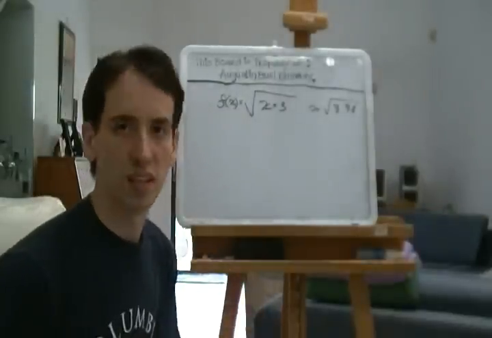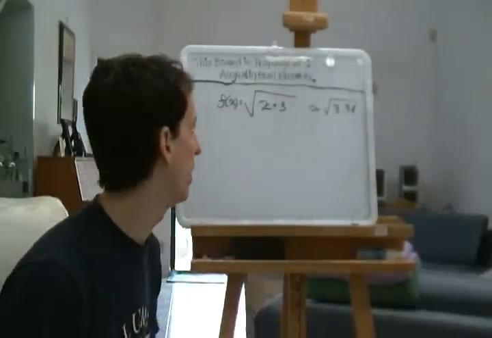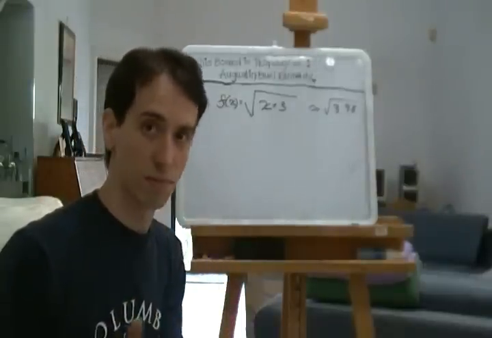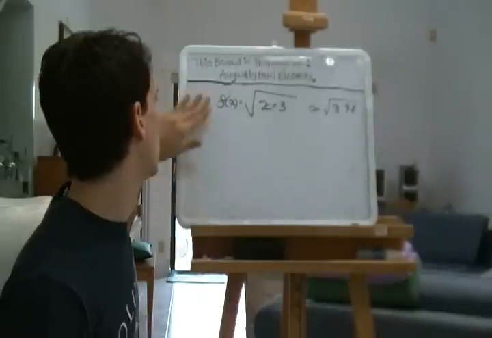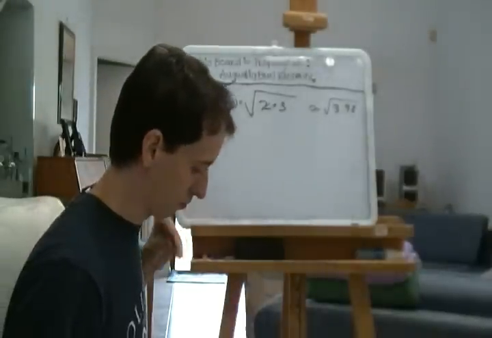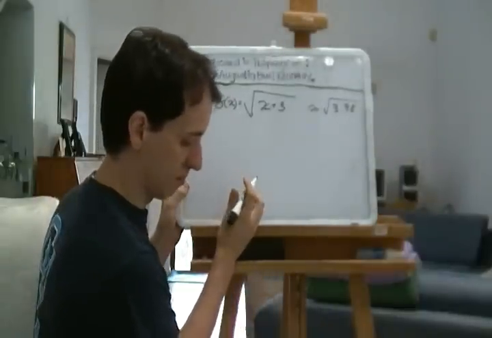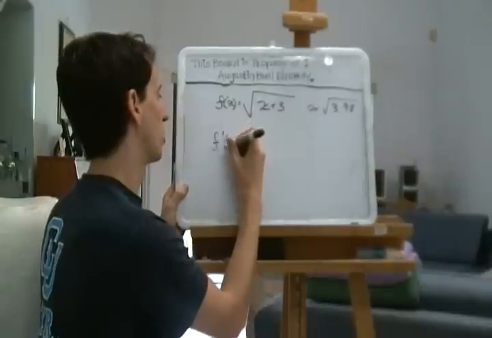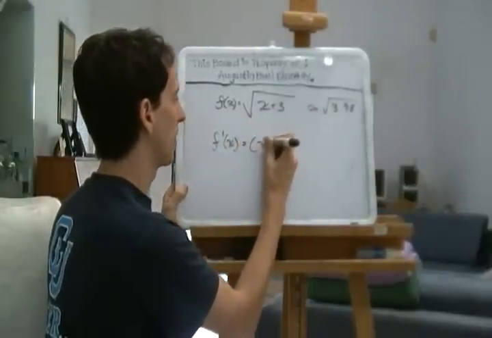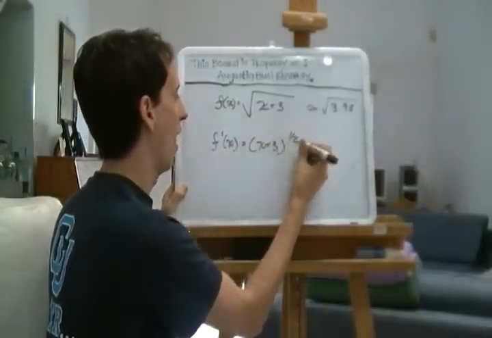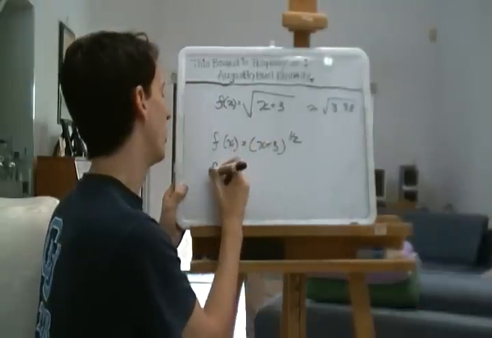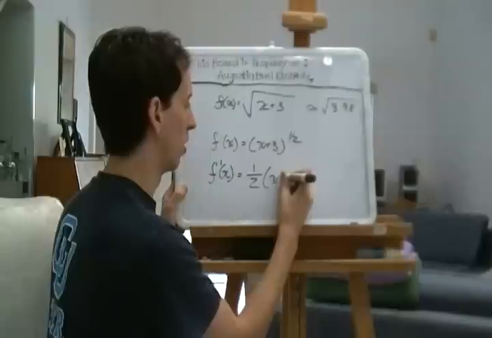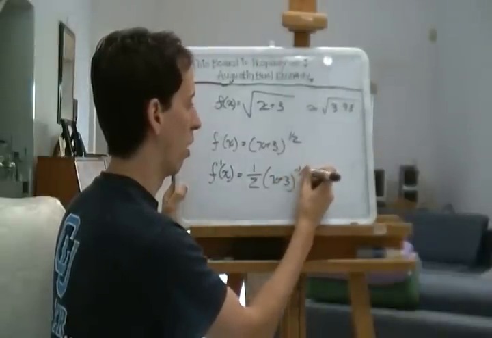Okay, so we need two things to figure this out. The first thing we need is to know the derivative of this function, and we need a point A. Okay? That's all we need. So let's figure this out. f prime of x, the derivative of the square root of x plus 3, we already know that f of x is x plus 3 to the 1/2. So the derivative, just using the power rule, is 1/2 times x plus 3 to the negative 1/2.